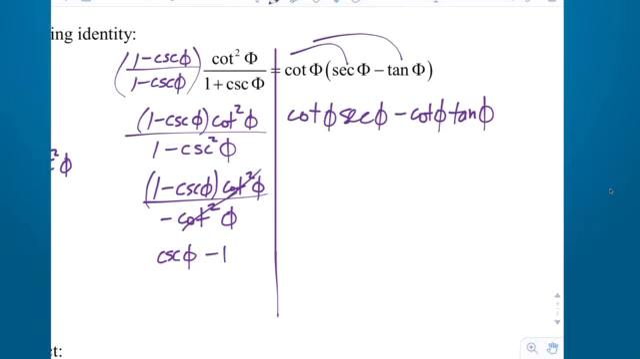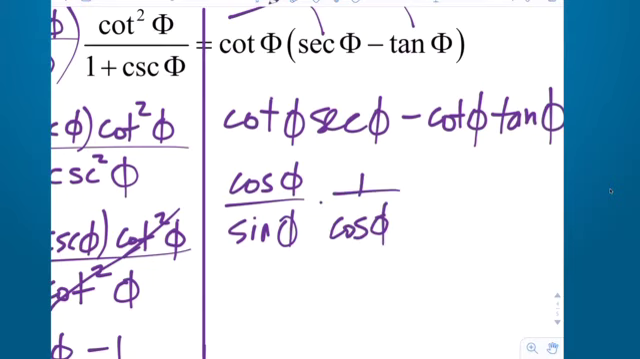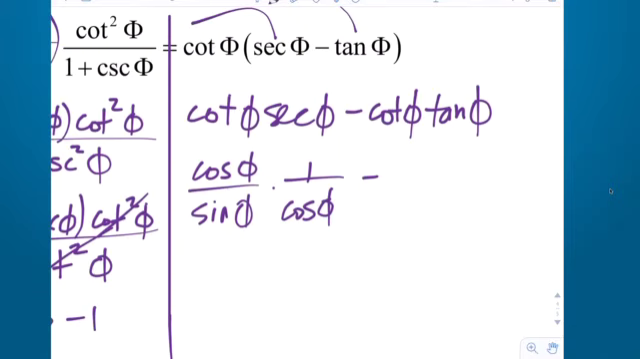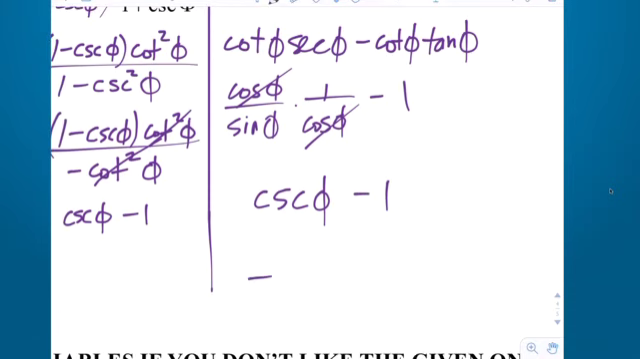Now when you distribute, you get that. What is cotangent times secant? I'm not sure. So as we've already seen today, if you put it in terms of sine and cosine, you get that. And of course, what is cotangent times tangent? We already talked about that. It's 1, because cotangent and tangent are reciprocals. So what happens in the first term? Your cosines divide out, and you're left with 1 over sine, which is what? Cosecant. So you're left with cosecant of phi minus 1, and now you are smiling. There you go.